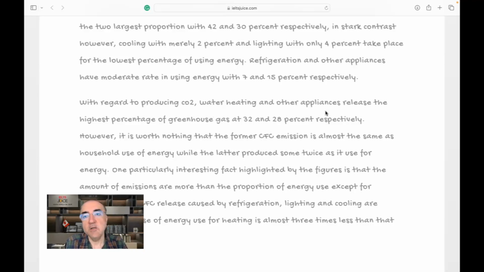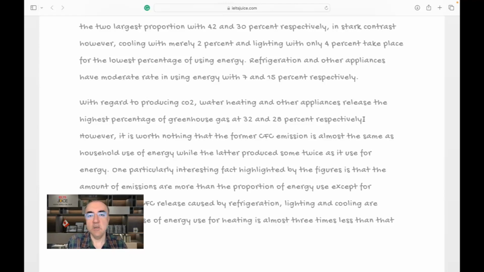Water heating and other appliances release, present simple tense, the highest percentage of greenhouse gas at 32 and 28% respectively. You see, guys, now it is becoming mechanical. So every sentence I read, it's like something and something respectively. And why do we have to always come up with 2 numbers at the same time? We can change the whole concept. Just talk about the highest one first. That's the highest one. This is the king. This is the number 1.